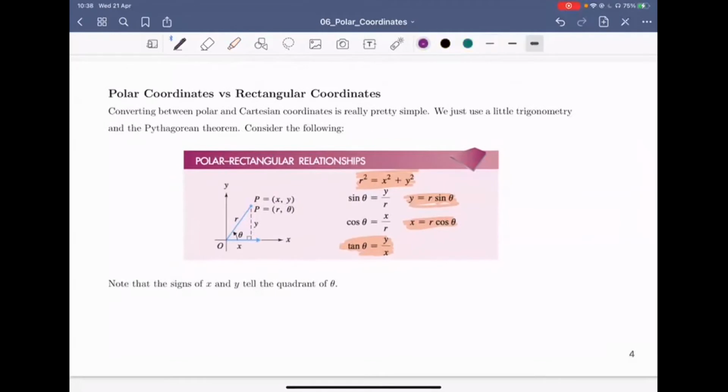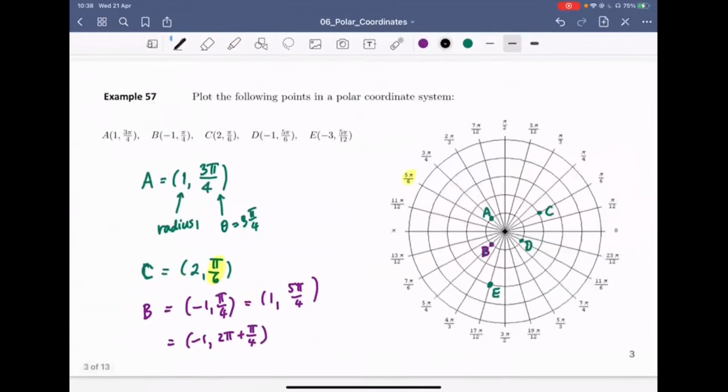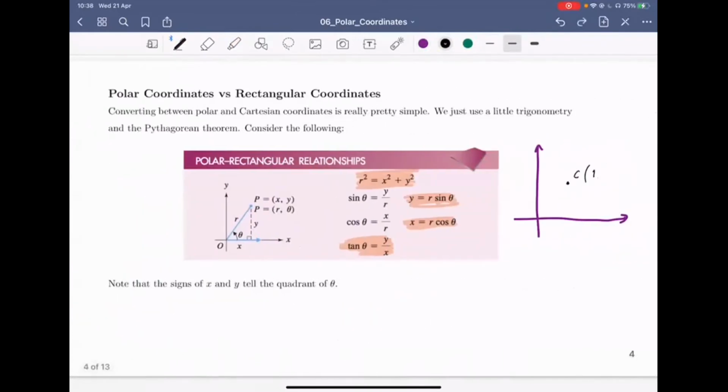For example, on the previous slide, we have the point C, which is 2 and pi over 6 here. This is the point C in polar coordinates. You can get the values of x and y in rectangular coordinates as well.